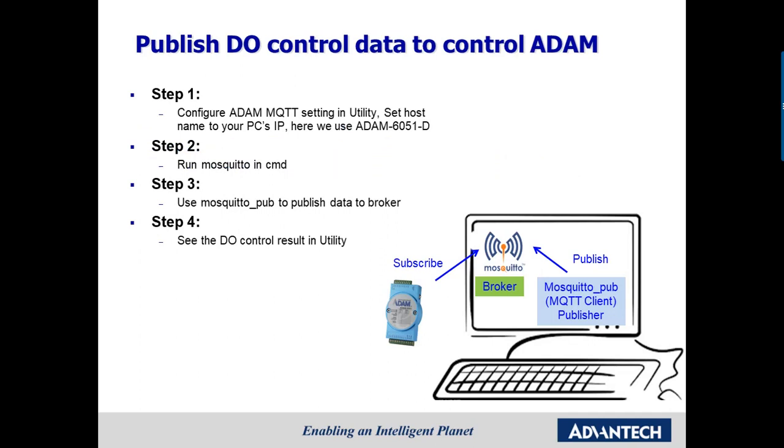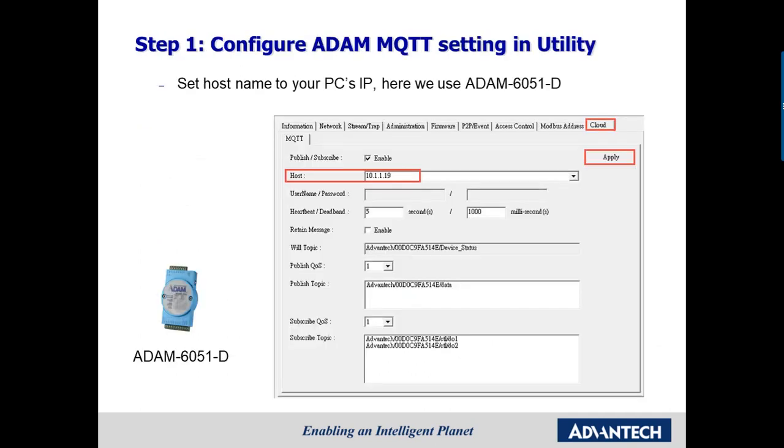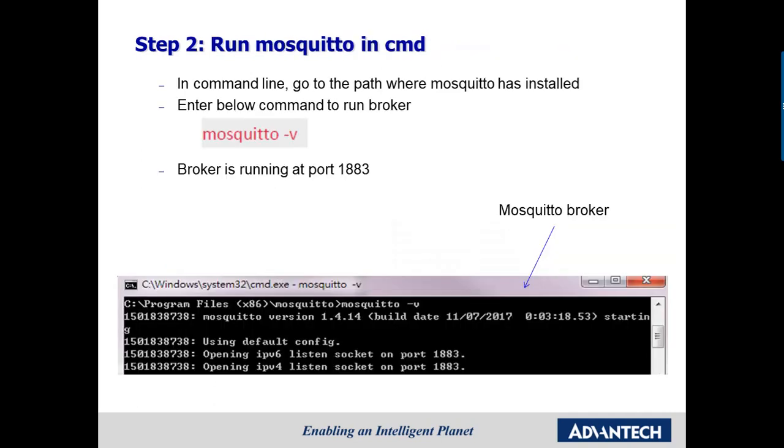Here is the second hands-on in this training module, which is to publish DO control data to control ADAM. Please follow the steps here to finish this hands-on. The first step is to set the hostname to your PC's IP because the broker is running on your PC. In the example here, we are also using the ADAM 1651D version. And then run the Mosquitto broker in command line on your PC.